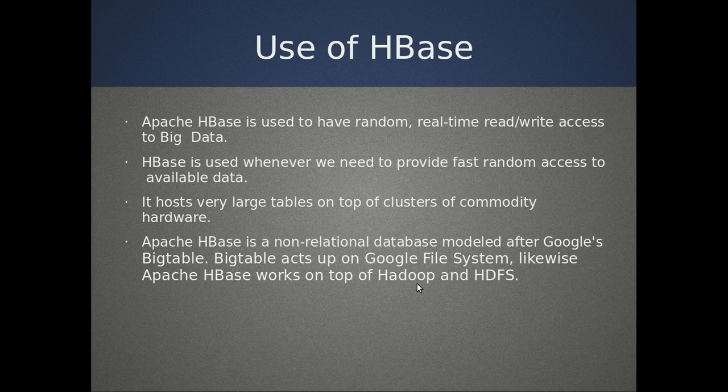Use of HBase: Apache HBase is used to have random real-time read-write access to big data. HBase is used whenever we need to provide fast random access to available data. In MySQL, a query is going to scan all the tables, but HBase is capable of randomly accessing data. That's what makes HBase very fast. It hosts very large tables on top of clusters of commodity hardware. Apache HBase is a non-relational database modeled after Google's Bigtable. Bigtable acts upon the Google file system. Likewise, Apache HBase works on top of Hadoop and the HDFS file system.